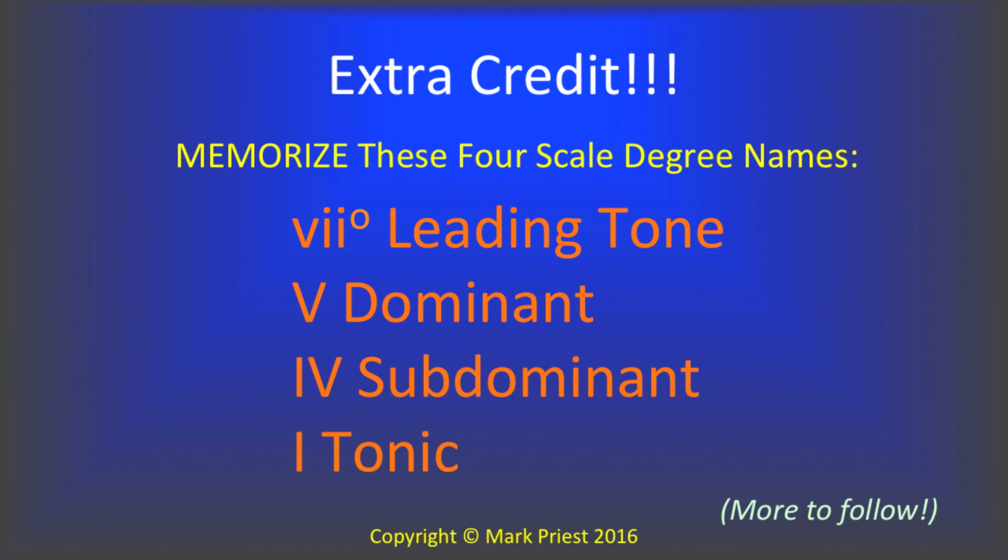Extra credit! So now 4 of the 7 scale degrees in triads have proper names. 1 tonic, 4 subdominant, 5 dominant, and 7 leading tone. You ought to memorize these 4 names, as we shall often refer to them in connection with the Roman numerals of scale degrees and chords.